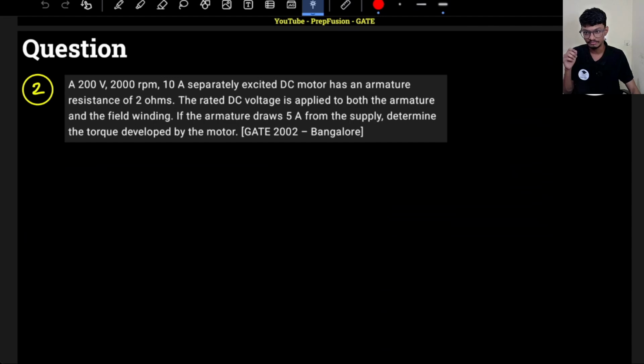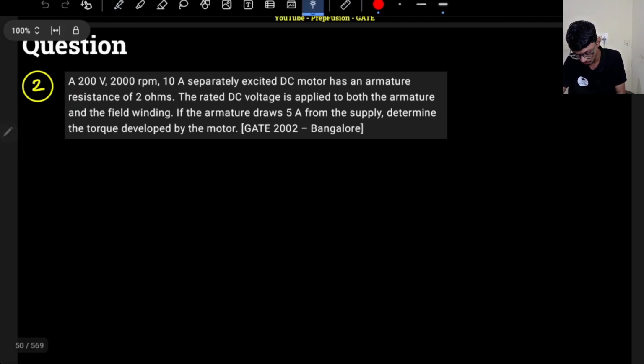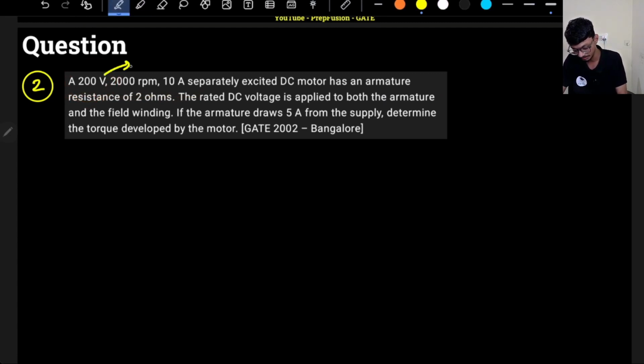So here we have a 200 volt, 2000 rpm, 10 ampere separately excited DC motor, which has an armature resistance of 2 ohms. Whenever this kind of question comes, either you draw the circuit diagram or you write down the data. This 200 volt is actually not the generated value, it is the terminal voltage. Whenever a voltage is given, unless and until specified, it will generally be the terminal voltage, right? Terminal voltage.